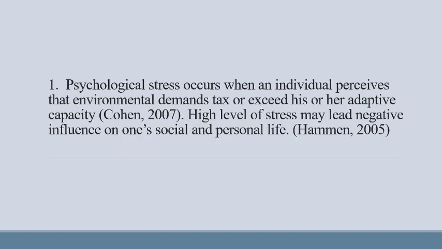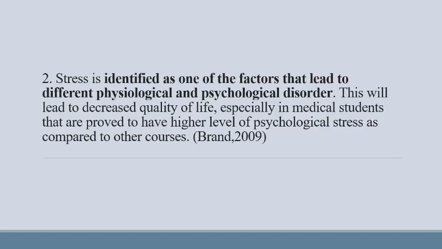Results and analysis. Descriptive results. According to our literature review, psychological stress occurs when a person perceives that environmental demands tax or exceed his or her adaptive capacity. High levels of stress may lead to negative influence on one's social and personal life. Stress is identified as one of the factors that lead to different physiological and psychological disorders.